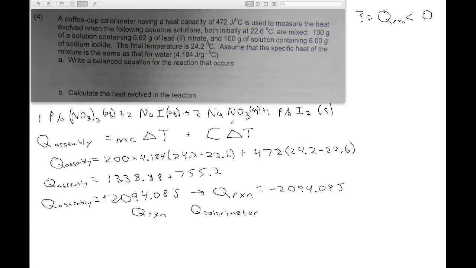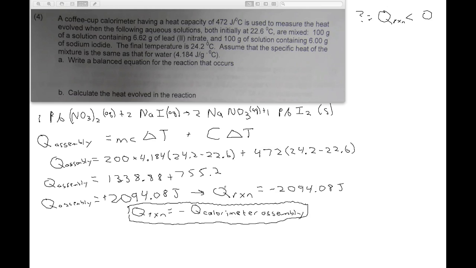But let's just try to write an equation that only involves Q for the reaction and Q for the calorimeter assembly. Q for the reaction is equal to negative Q of the calorimeter. That's right. I think we spent quite a bit of time in a previous session trying to satisfy ourselves of that. These equations here tell you the heat for the assembly. And that's fine, because once you know the heat for the assembly, you can just take the negative of that to find Q for the reaction.